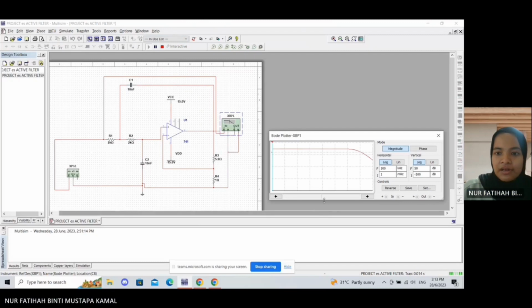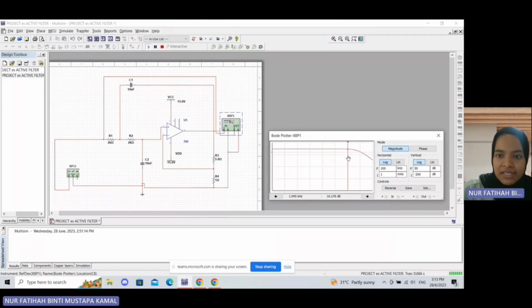And then we'll get this graph. The first half of the graph is constant until we hit 1.054 kilohertz, and then the graph will decrease. That's all from me. Thank you.